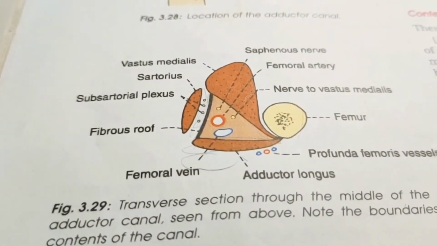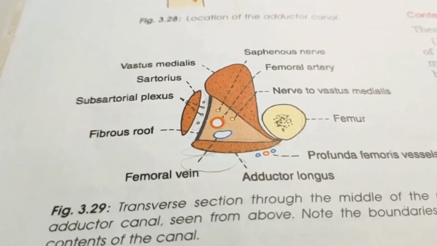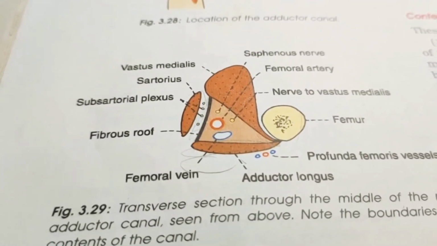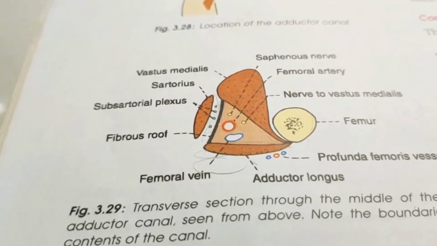The femoral artery divides into a superficial saphenous branch, which accompanies the saphenous nerve, and a deep muscular branch, which enters the vastus medialis and also reaches the knee.